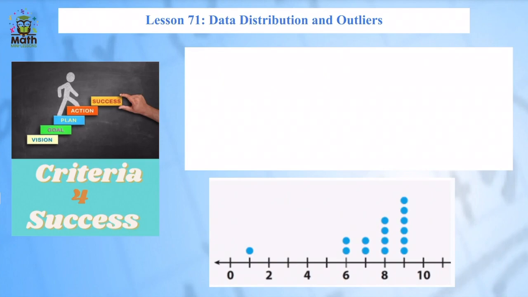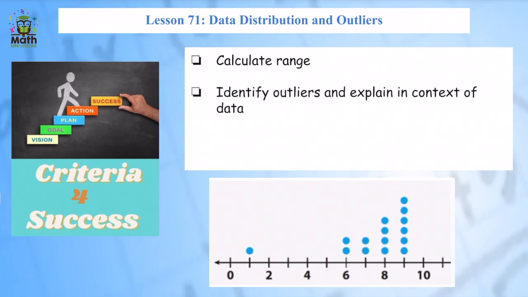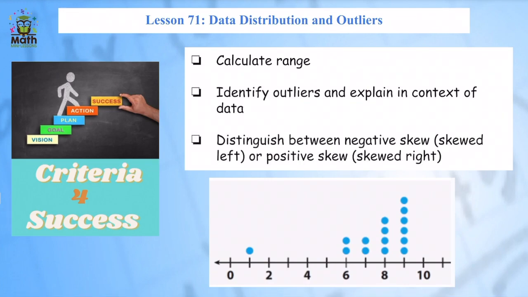Welcome to lesson 71. We're going to talk about data distribution and outliers. While I'm modeling, watch to see how I calculate the range accurately, how I identify any outliers and explain it in the context of the data, as well as tell the difference between a negative skew and a positive skew.